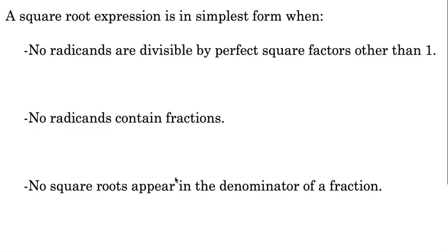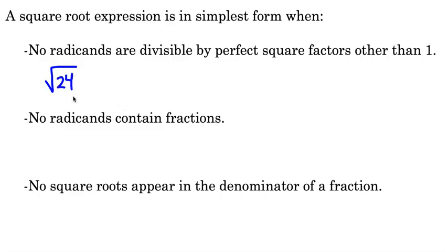A squared expression is in simplest form when? So how do we know we are done simplifying? Well, no radicands are divisible by perfect square factors other than 1. No radicands contain fractions. No square roots appear in the denominator of a fraction. So let's put some examples here just to make sense of it. So if we have something like the square root of, let's say, 24.